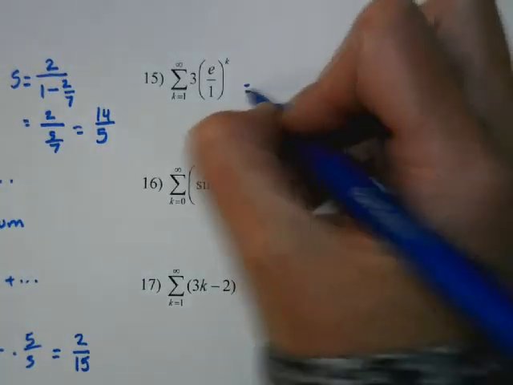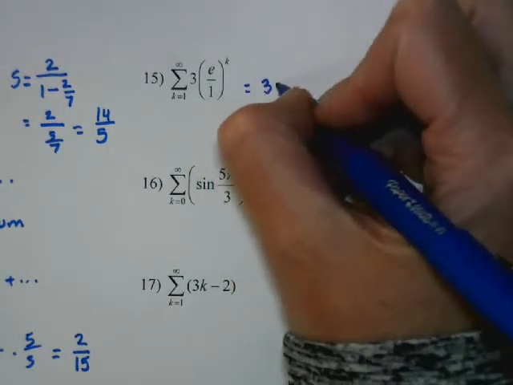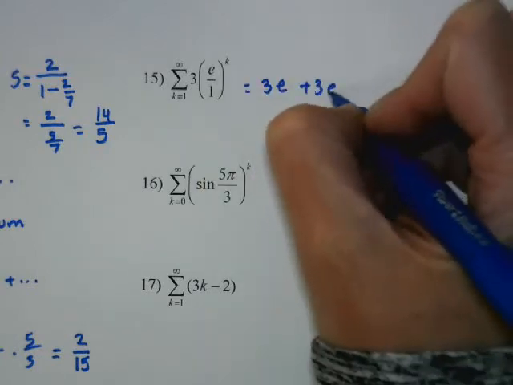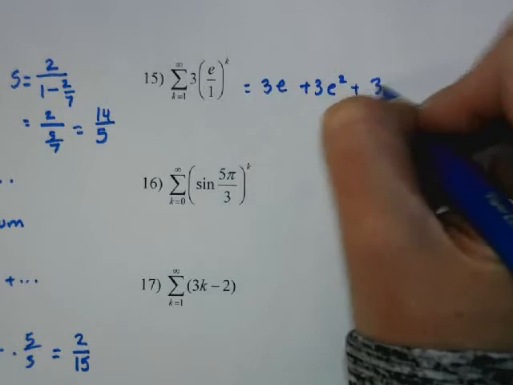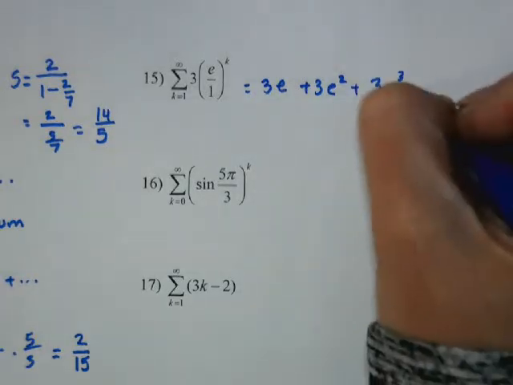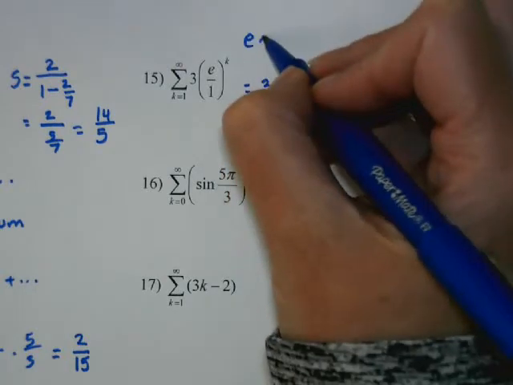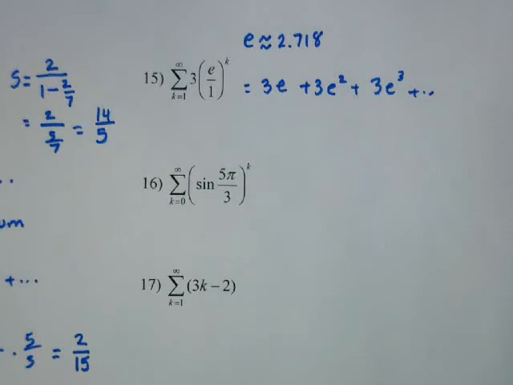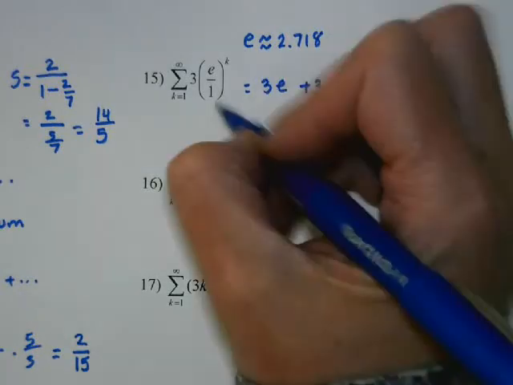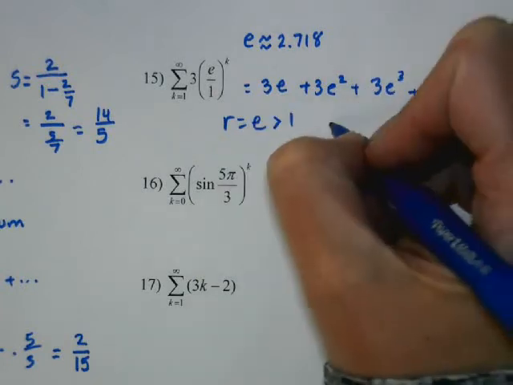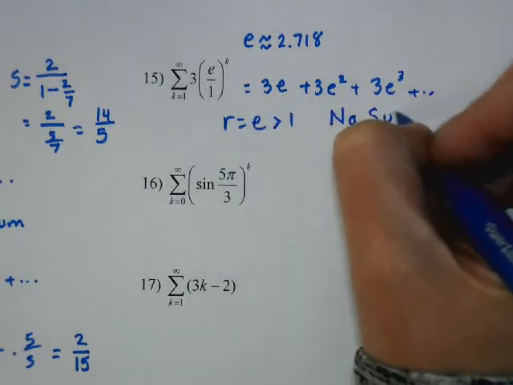Okay, this one, if I write it out, we'll have 3, e over 1 is just e, plus 3e squared plus 3e cubed. e is not a variable, e is a number. e is approximately 2.718. Well, my common ratio here is e, which is greater than 1, so again, there is no sum.